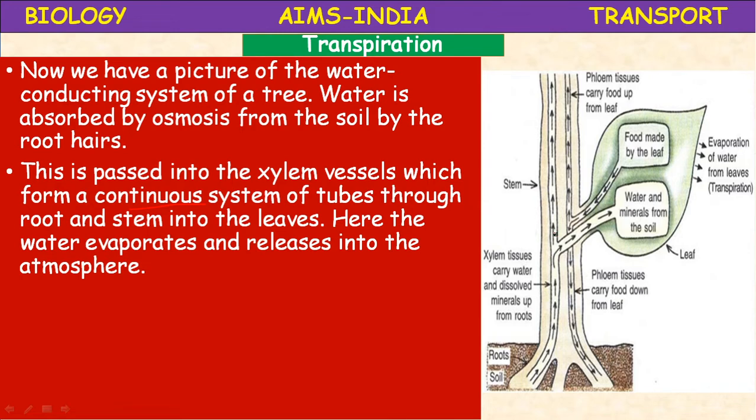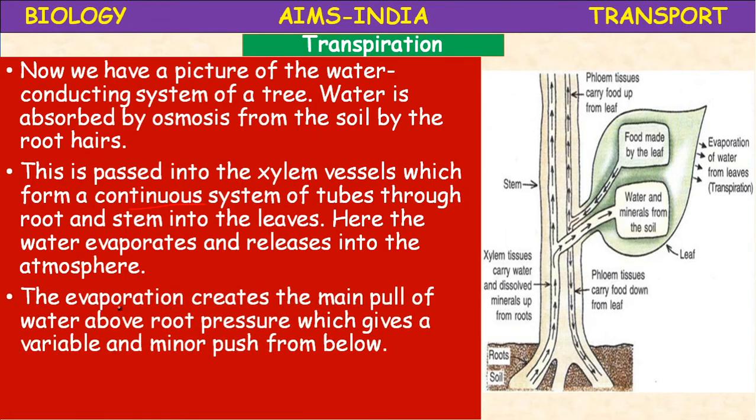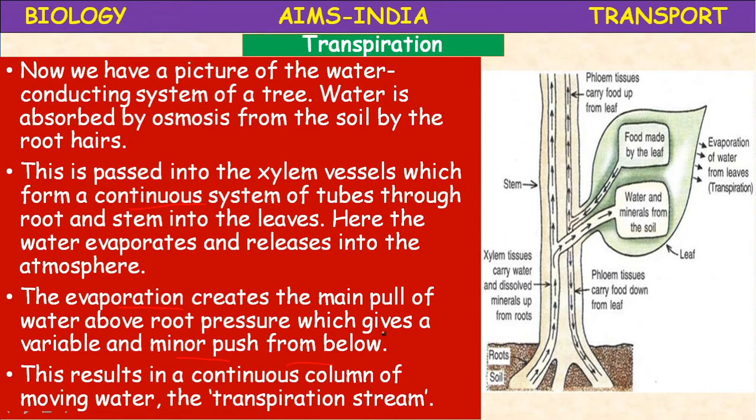Through root and stem into the leaves. So here the water evaporates and is released into the atmosphere. The evaporation creates the main pull of water, above the root pressure, which gives a variable and minor push from below. That is called transpiration pull. This results in a continuous column of moving water, the transpiration stream.